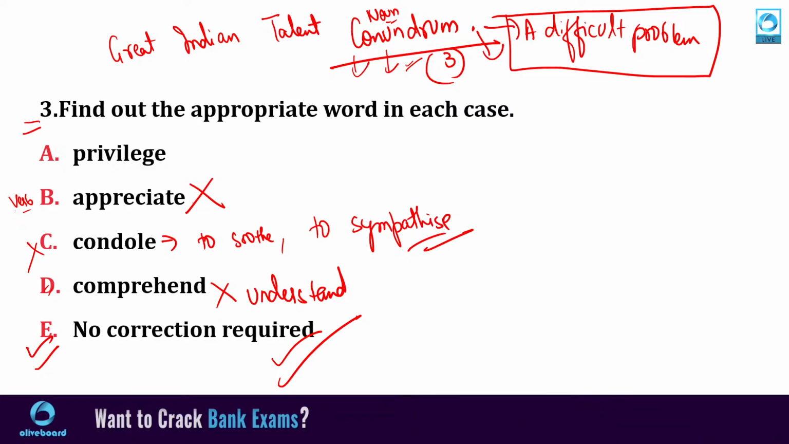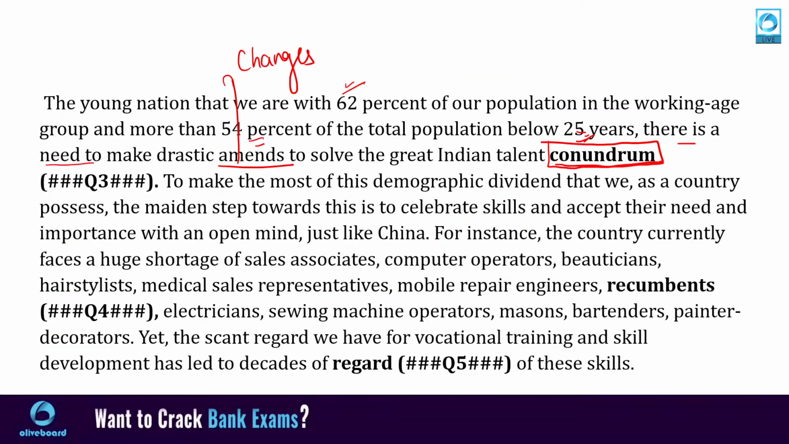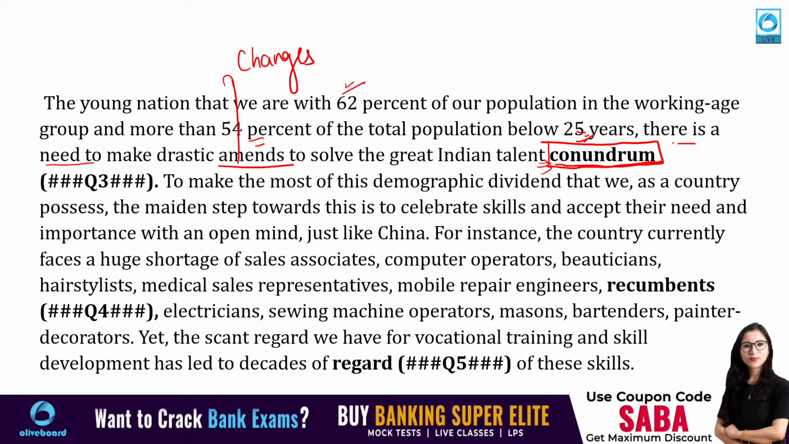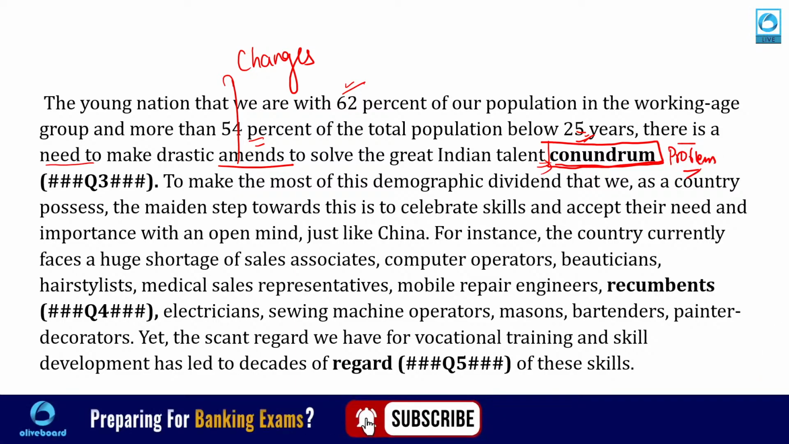Puzzle, yes. Here it has been used as a complex problem, a difficult problem. Now let's see the next. Guys, are you getting it? Shall I move on to the next word? To solve the great Indian talent conundrum means here what? Problem. Here this word has been used as a problem, which is difficult to solve.